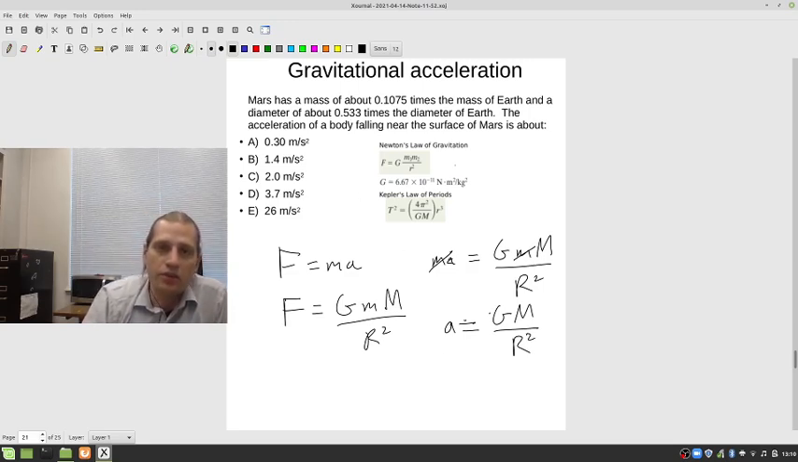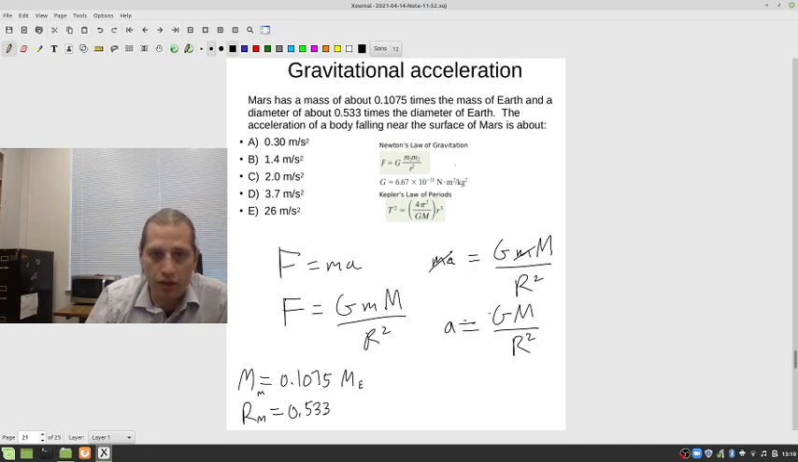So it says the acceleration of a body falling near the surface of Mars, if the mass of Mars is going to be 0.1075 mass of Earth, and the radius of Mars is 0.533 the radius of Earth. All right. So if we put in the mass of the Earth and the radius of the Earth, this would be our 9.8 meters per second squared.